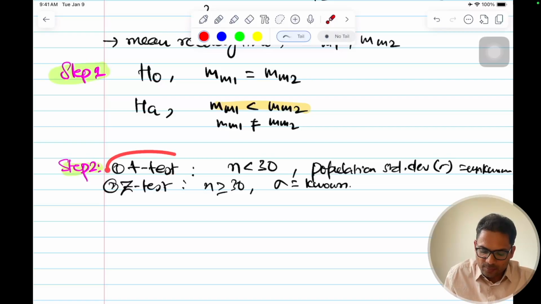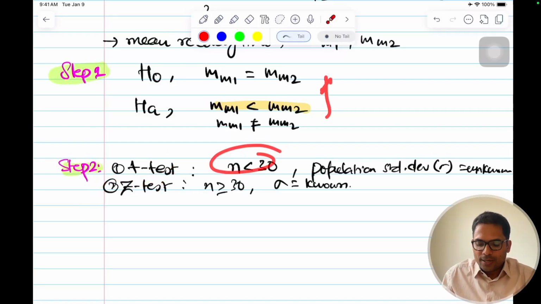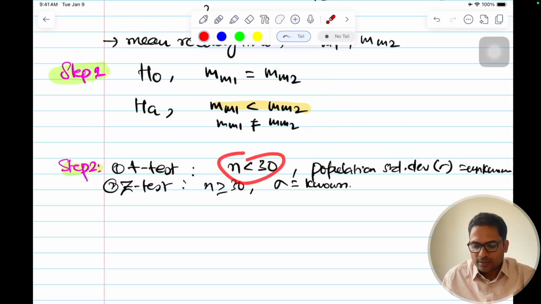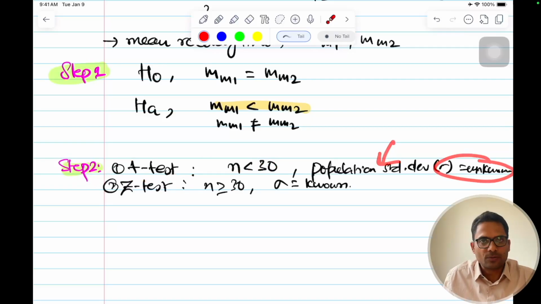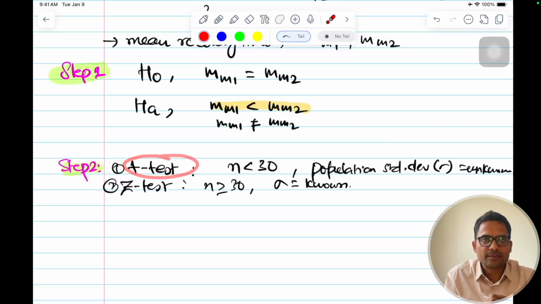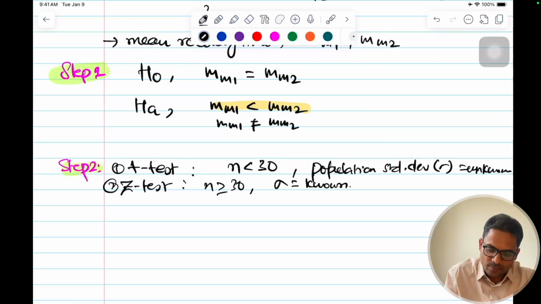Okay, so depending upon these, I'll check. When I look at the sample data, I will know which condition it is meeting. Say for our case, I am going with the t-test, the number of samples is less than 30, and the standard deviation of the population is not known. So I'll go with the t-test. I have chosen this, and I'll continue with it throughout the example.